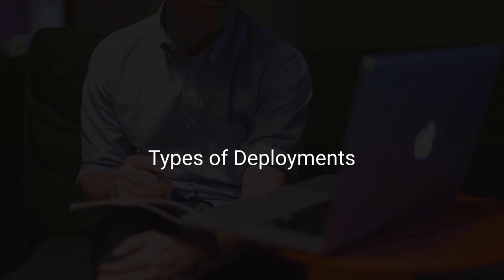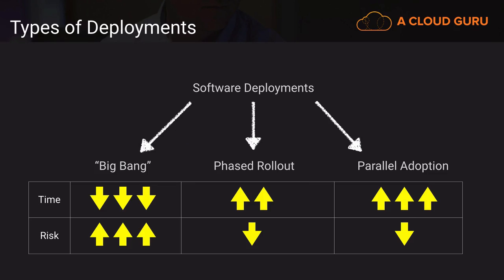Let's take a look at some types of deployments. Now, there are many different types of software deployments, but I like to break them into three general groups. One is the big bang. That means everything goes live all at once. Then we have a phased rollout, which is generally more gradual over time. Then we have something called parallel adoption.